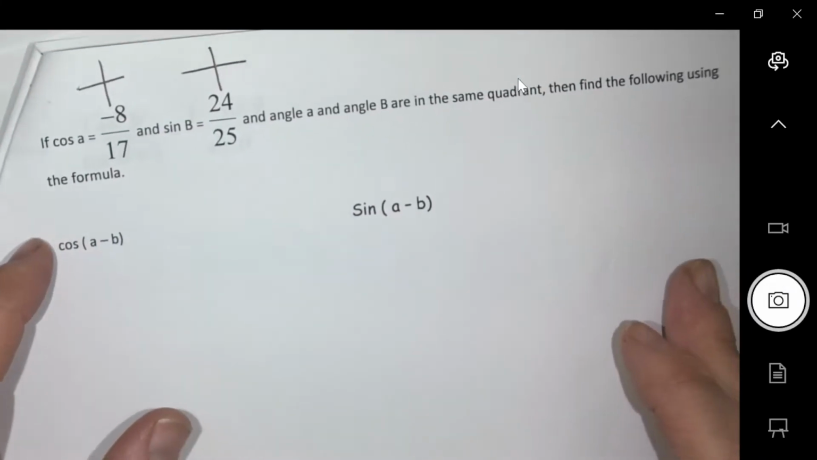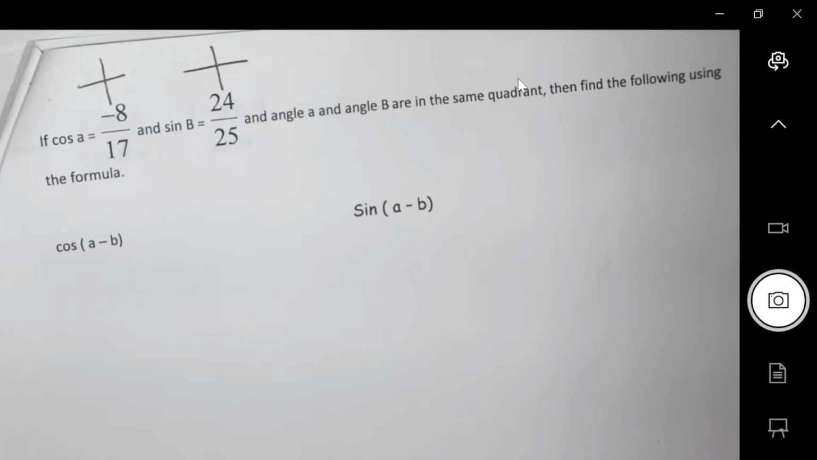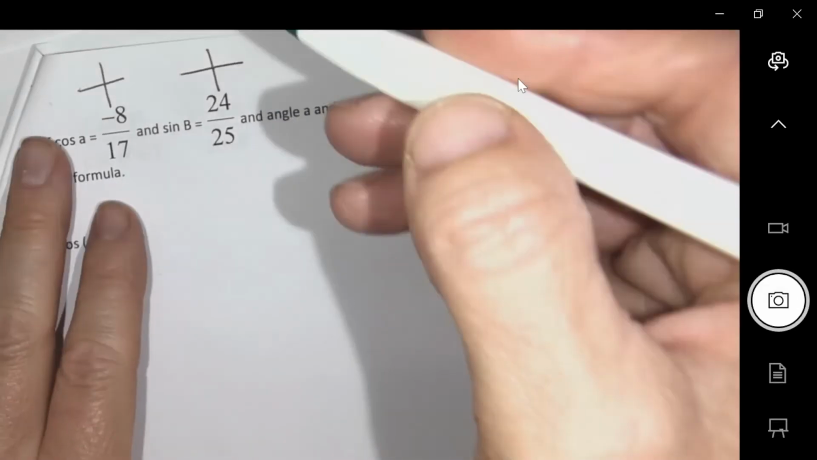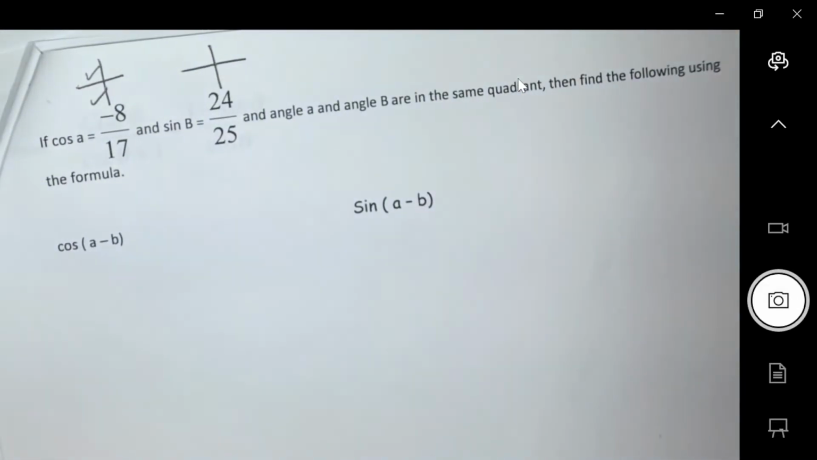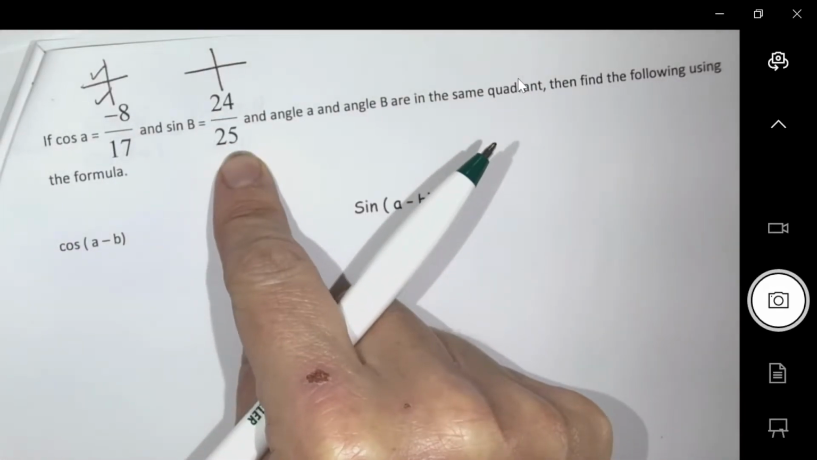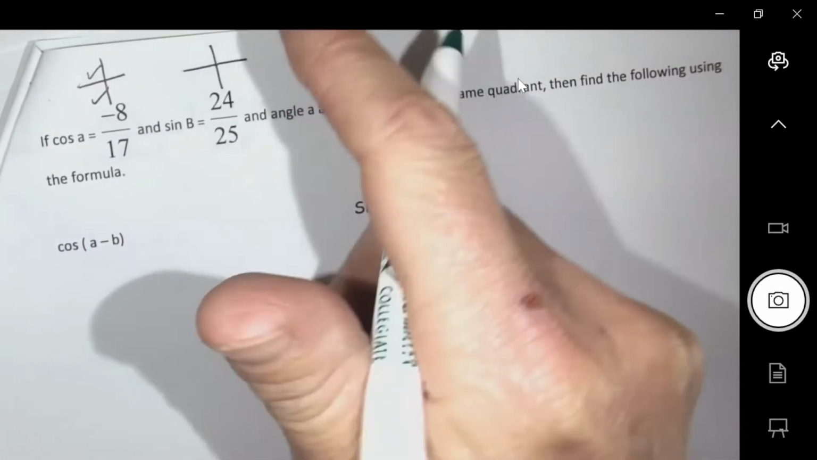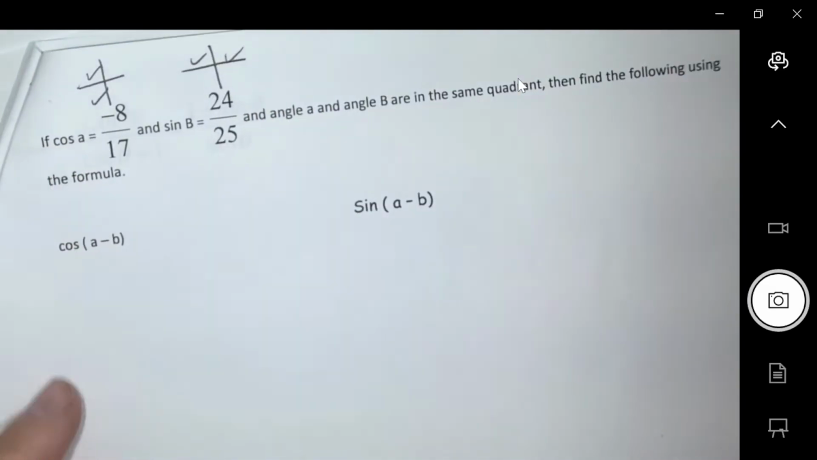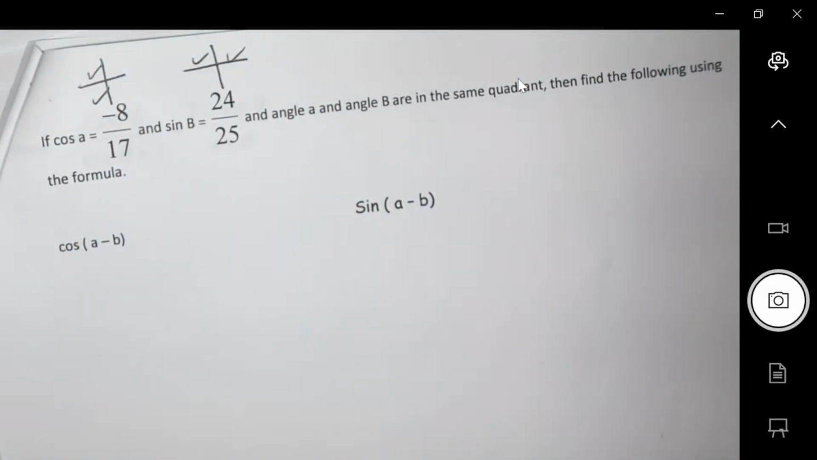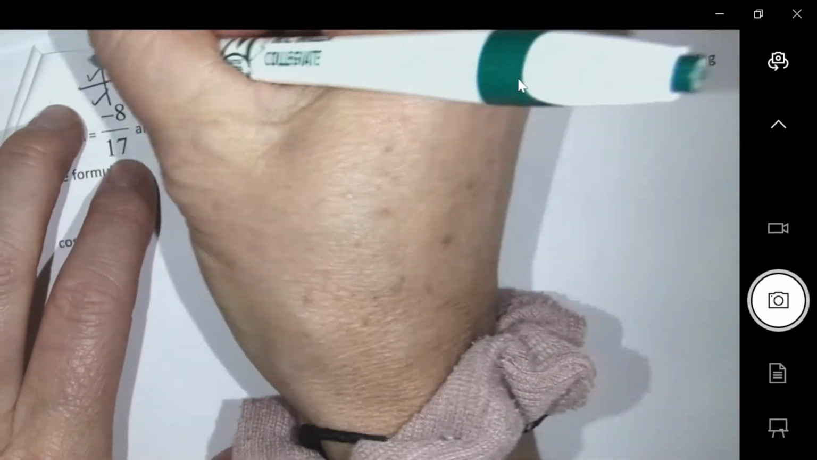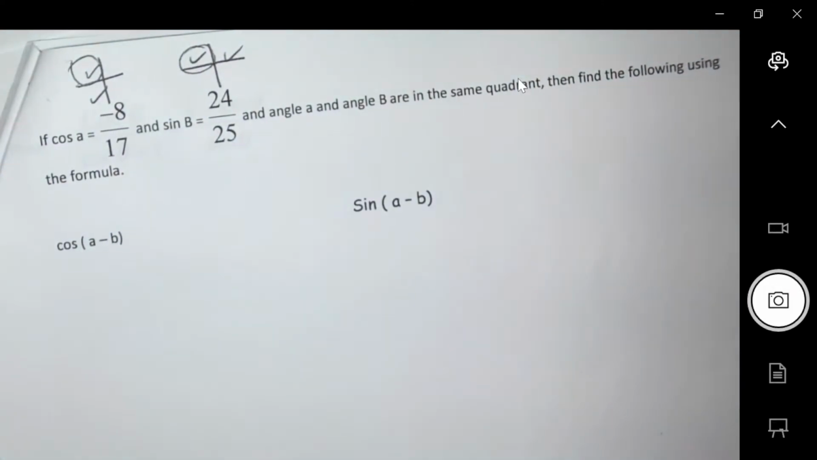Where could angle A possibly be located? Cos is negative. Where could it be? The left-handed side. Sine of B is positive, so angle B is in either the top one or two. And now it says these two angles are in the same quadrant, therefore I've concluded they got to be in quadrant 2.